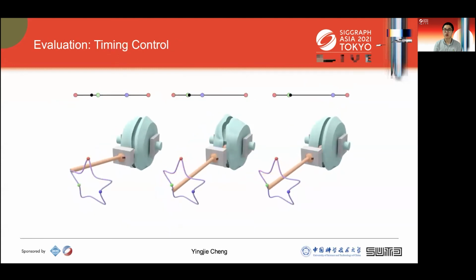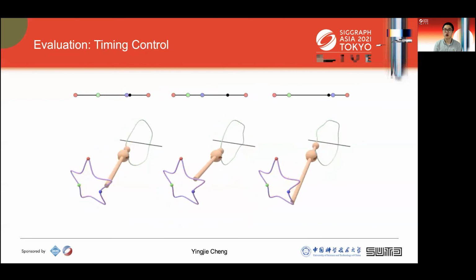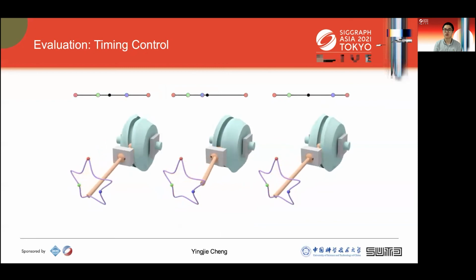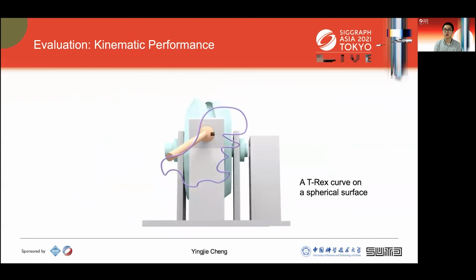To evaluate time control, we draw the same star with different time constraints. All of them can achieve the trajectory and reach given points at a specified time. Last, they can reach the end at the same time. It's an evaluation about kinematics.